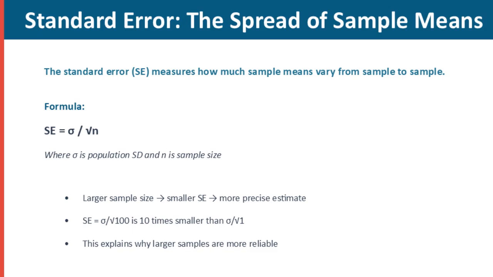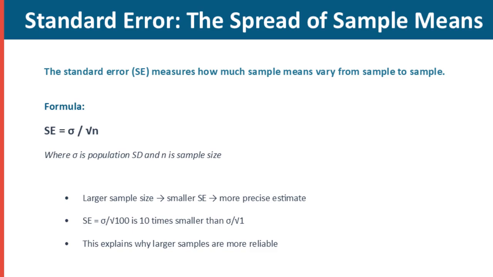The formula is elegant. It is nothing but the formula on the screen, right? Where sigma is the population standard deviation and n is the sample size. Let me unpack this formula because this tells us something very profound. The standard error equals the population standard deviation divided by the square root of the sample size. What does this mean practically?